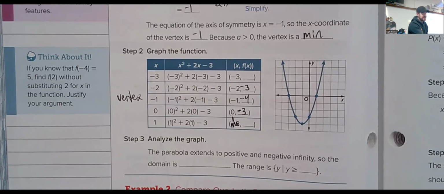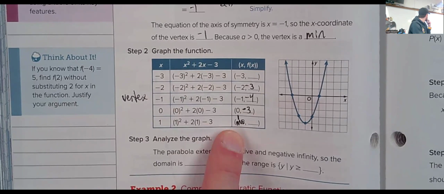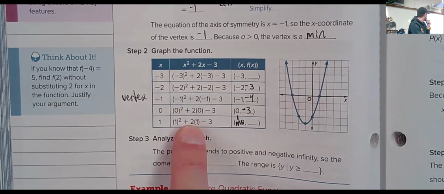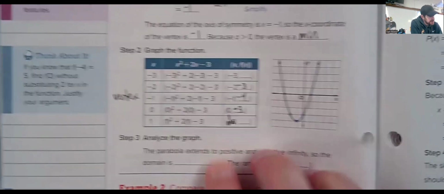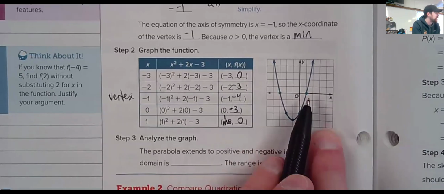Because the -3 is up there. The 1 should be here. That was the typo. If we plug a 1 in, 1 times 1 is 1, 2 times 1 is 2, 1 plus 2 is 3, 3 minus 3 is 0. So we get (1, 0) and (-3, 0), which are these points right here and here.